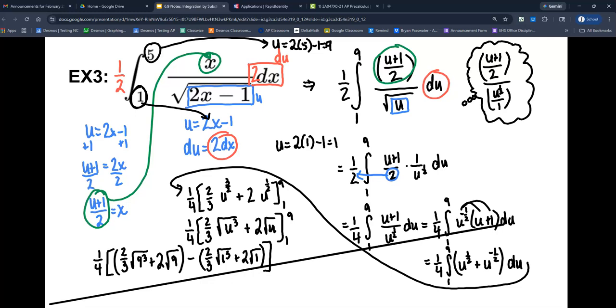On the FRQ, you can stop here. You do not have to go any further. However, these show up on the multiple choice sometimes, and you're going to need to simplify that. What I find kids having the most trouble with is this part right here. You've got to do the square root of 9 to the 3rd. What is the square root of 9 to the 3rd going to be?